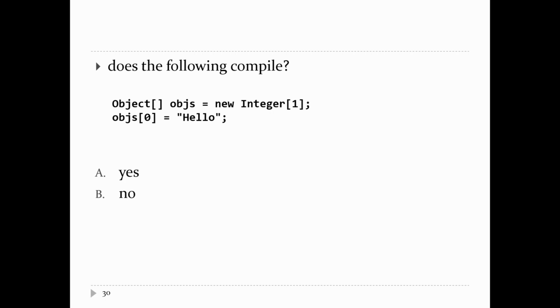Does that work? So what is the type on the left-hand side? Well, it's an array of Object. objs is an array of Object. So objs[0] is an Object reference. Can I store a String in an Object reference? The answer is yes. You can store a String in an Object reference. Strings are substitutable for Objects. So that also compiles, but notice the problem here. It's actually an array of Integer. So this compiles. Does it run? The answer is no, it doesn't run.